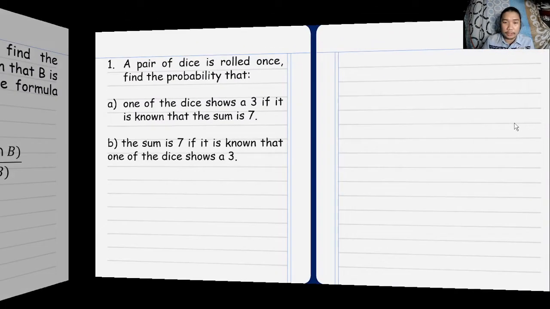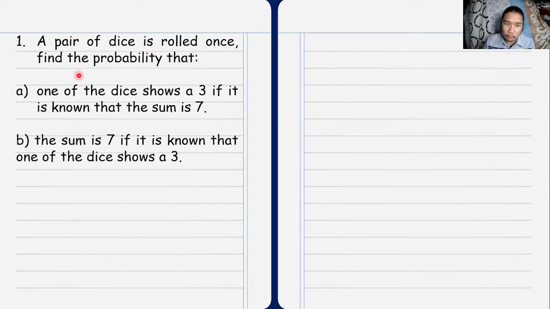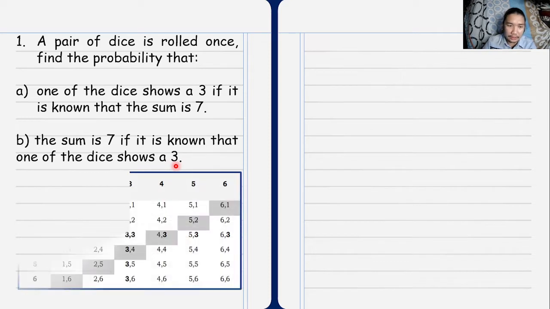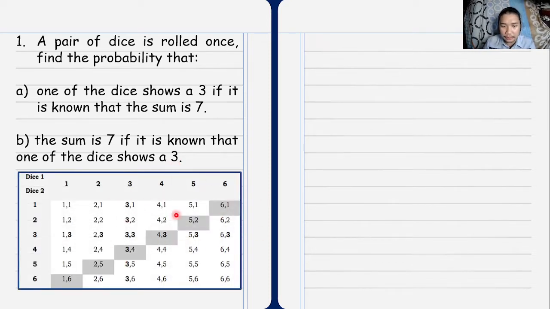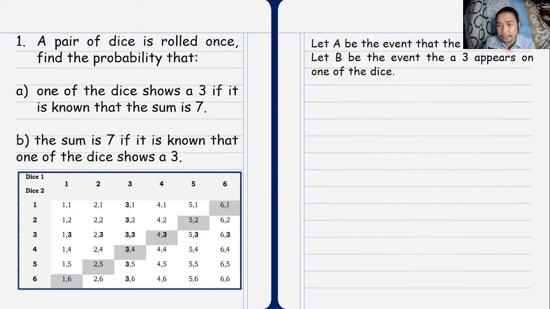So for example, a pair of dice is rolled once. Find the probability that one of the dice shows a 3 if it is known that the sum is 7. Meaning, the sum is 7 is already given. But here in the letter B, binaliktad na natin, one of the dice shows a 3 is already given. So this is the table for us to identify which are the shows a 3 and then the sum is 7. So let A be the event that the sum is 7.